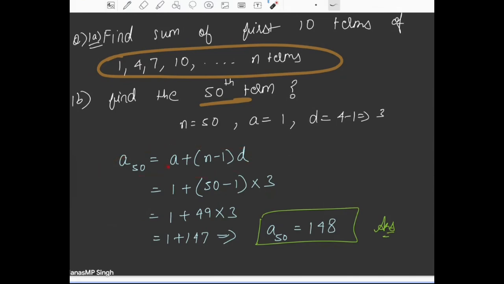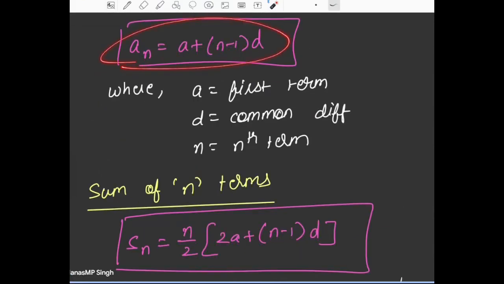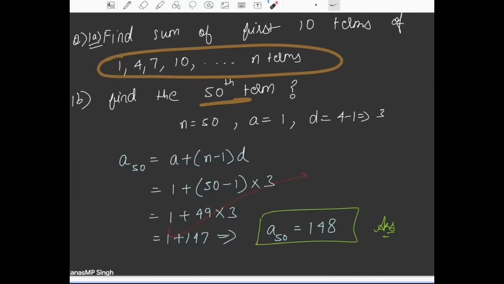Now, this formula also came from somewhere, which we will not go into detail about. But this is how you use the formula. Any doubts? No.